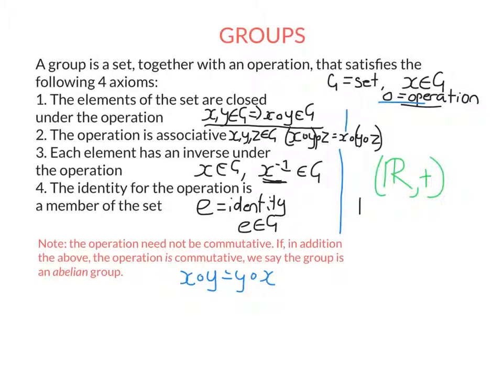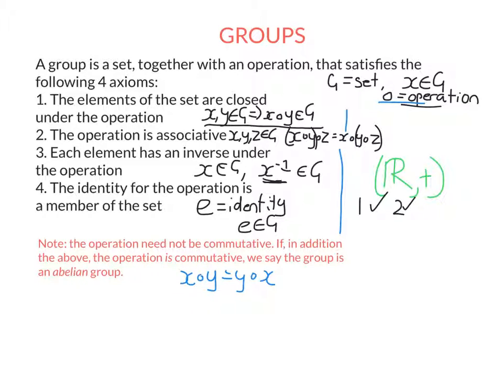So the first one. Are the elements closed under addition? Yes, because when you add together any two real numbers, you get another real number. So 1 is satisfied. Let's look at the second one. Is the operation associative? Yes, addition is associative.